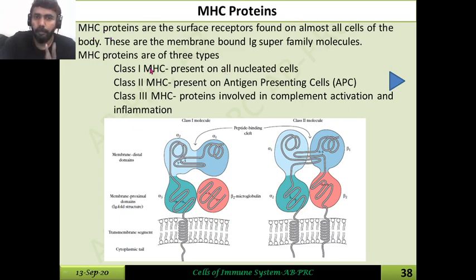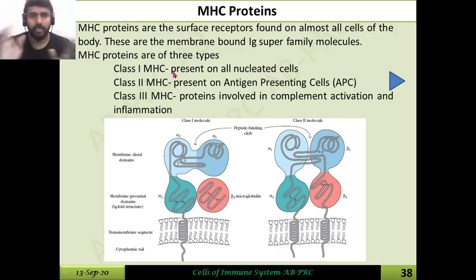There are basically three categories of MHC proteins. One is class 1, class 2 and class 3. Right. MHC stands for major histocompatibility complex. This is a gene cluster, and that cluster of genes consists of a number of proteins, and the class 1 consists of proteins which are present on all nucleated cells. Right. Class 1 MHC proteins are present on all nucleated cells of the body.